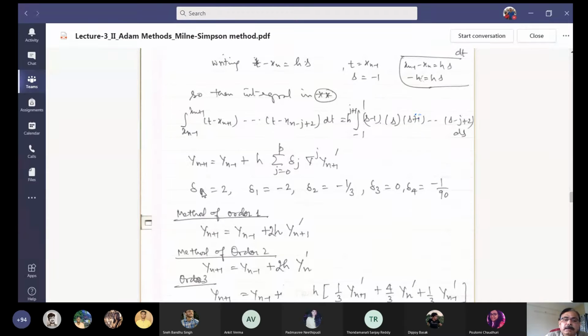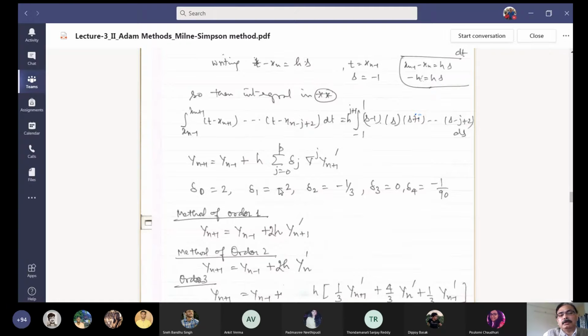How you can write these integrals: here delta naught will turn out to be 2, because it will be the integral from minus 1 to 1 of ds. Minus 1 to 1 ds, the total length from minus 1 to 1, will be 2. So because of that, delta naught is coming as 2.